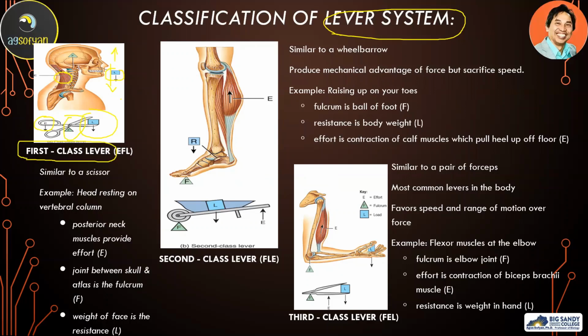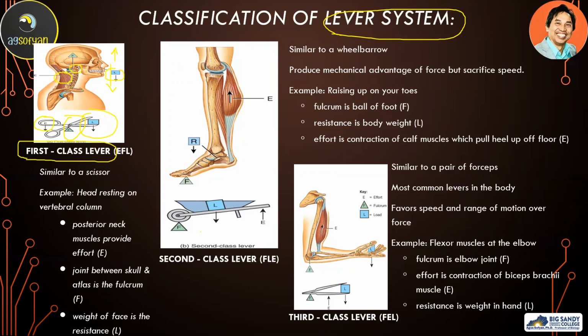And this is actually what happens with us every day. We keep our face up because there is a contraction or effort coming from these muscles in our neck. And the fulcrum or the joint is located here between the second vertebra, called the axis, and the skull. So this is the EFL, the first class lever.